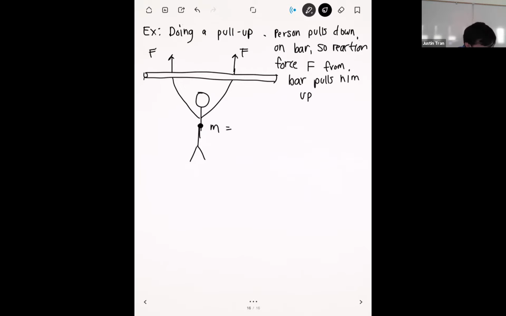If we assume that this person has a mass of 75 kilograms, and at the very beginning of the pull-up motion he's accelerating upwards at a rate of 4 meters per second squared, let's compute the reaction forces at the bar that are needed to make this happen.